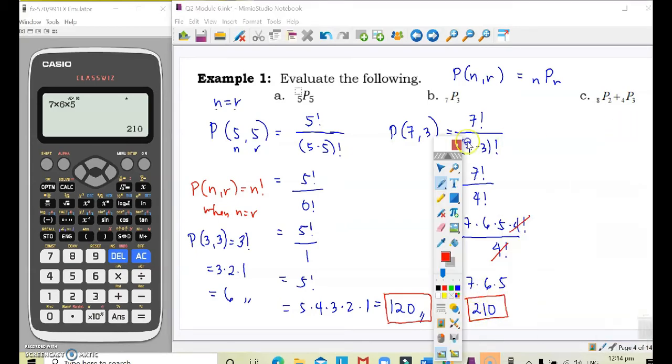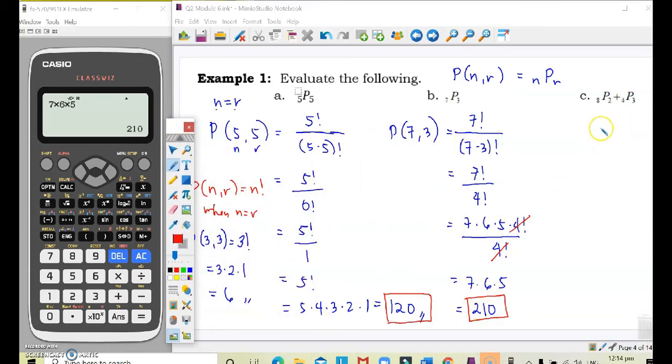Now, how about the next problem? If we look at the next problem, it seems that we have 2 permutations. So, what are we going to do? Let's take it separately.